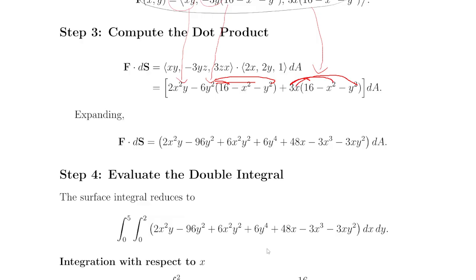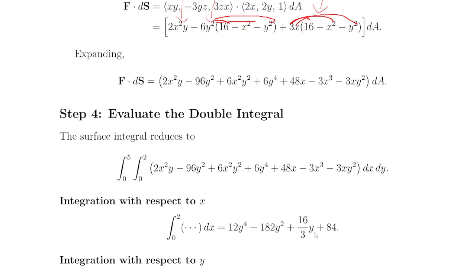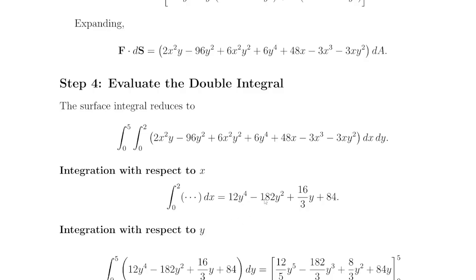And we said that we're looking above the rectangle where x is between 0 and 2 and y is between 0 and 5. So those are the limits. This is all just standard integration. We take the integral with respect to x, plug in 0 and 2 and subtract to get 12y to the fourth minus 182y squared plus 16 over 3 y plus 84.